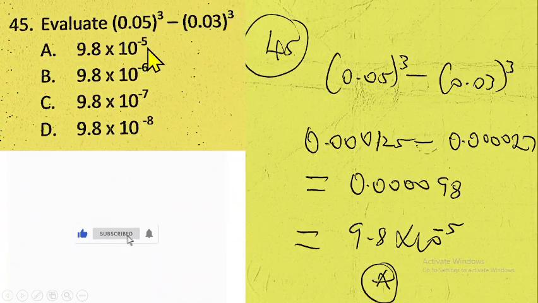Question number 44. You have to evaluate 0.05 raised to the power 3 minus 0.03 raised to the power 3. This is quite simple, but you have to leave your answer in standard form because all the options are in standard form. So if you punch your calculator and press this, you have 0.000125 minus 0.000027. If you subtract them, you have 0.000098. So you have to change this one to standard form by moving the decimal point in between 9 and 8. So that should give us 1, 2, 3, 4, 5. 9.8 times 10 raised to the power minus 5. So option A is the correct option for question number 45.